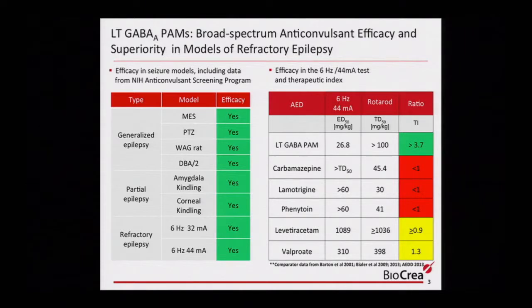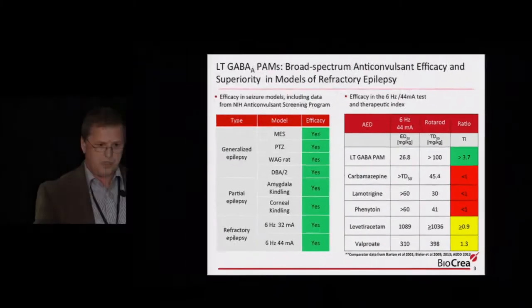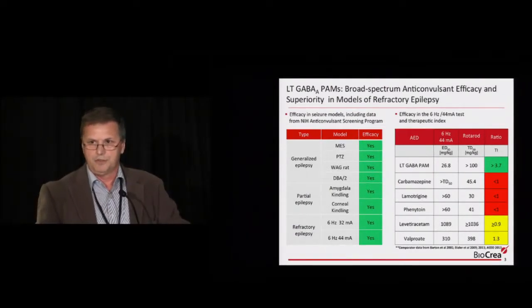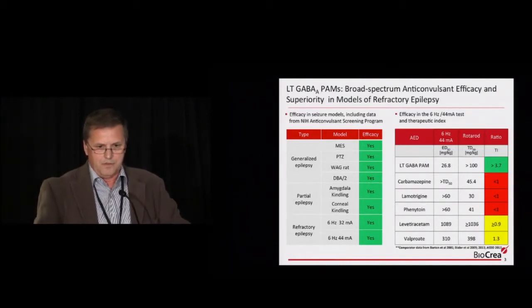Hz model. The remarkable thing for the 6 Hz model is that using the different versions, 32 milliamps or 44 milliamps, we have no dose shift. The active doses are comparable in both versions, which is not very common for other anti-epileptic drugs. And with an example on the right-hand side, you can see that the tolerability is okay in this relatively hard model. This is compared with rotarod experiments.